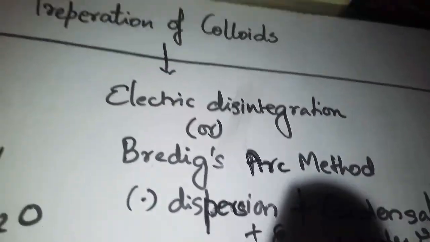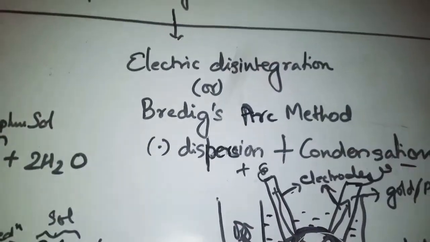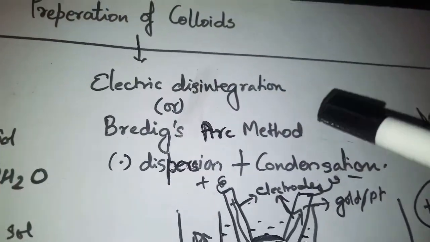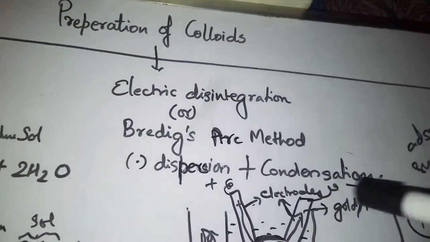Hey guys, in the previous video we discussed the chemical methods. So next we can move on to the electric disintegration or Bredig arc method, also known as the dispersion method. In this method both the dispersion and the condensation take place.